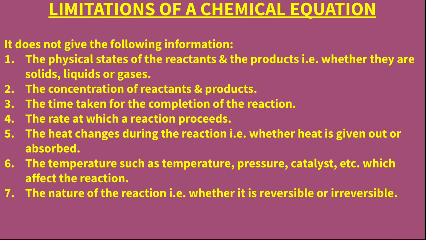Now the limitations: we are not able to know the physical state of the reactants and the products, the concentration of the reactants and the products, the time taken to complete the reaction, the rate at which the reaction is proceeding, the heat changes, whether the heat is given out or absorbed, the temperature at which it is acting, the catalyst, the pressure, and the nature of the reaction, whether it is reversible or irreversible. So these are the limitations of the chemical equation.